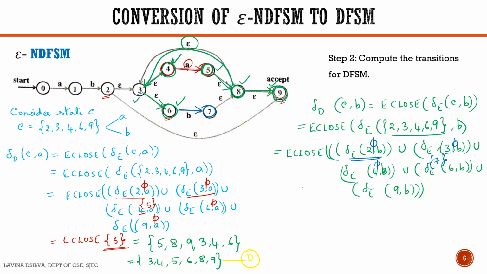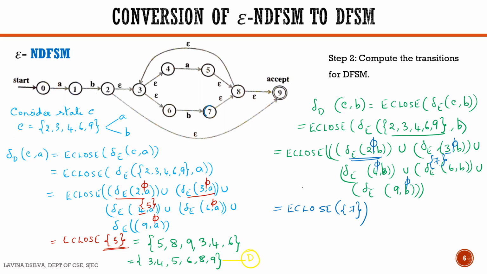On state 9, there is no transition which is defined, so we can write it as E close of 5 union 5 union 5 union 7 union 5, so that is equal to E close of state 7. Now what do we do under E close of state 7? Under E close of state 7, we have to see for all the states which are reachable from 7 on an input or epsilon transition.